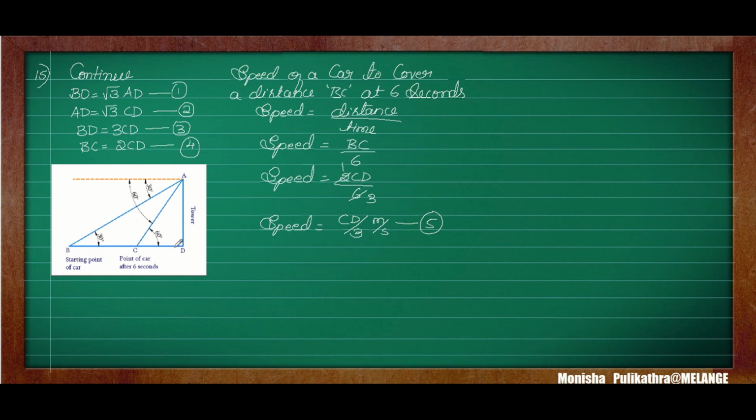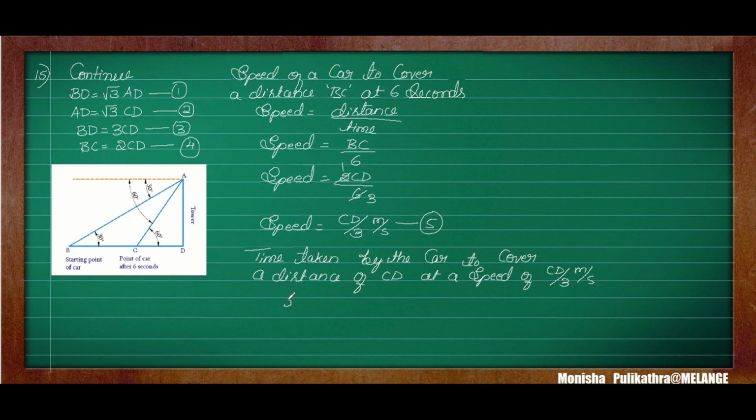So if the car moves at the same speed, what is the time taken by the car to reach from C to D position? Okay. So now we need to find out the time taken by the car to cover a distance of CD at a speed of, so we have already found out the speed, that is CD by 3 meter per second. So by the same formula we need to find it out.